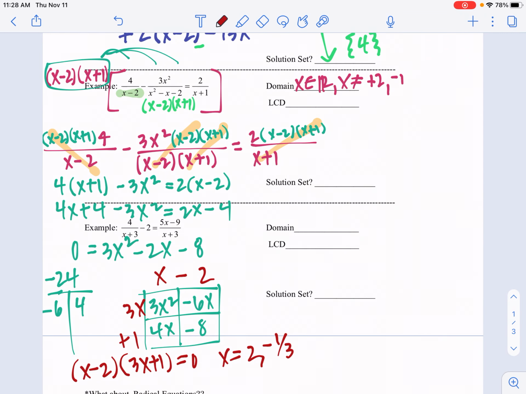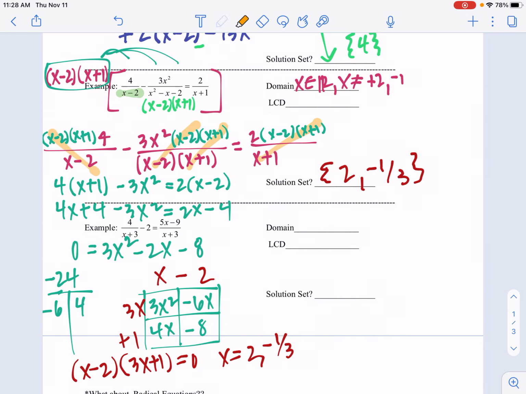Now, here's the problem. My solution set, 2 and negative 1/3. If you put this in your homework, it's not going to be right. The reason it's not going to be right is because we said earlier that x couldn't equal 2. But in our answer, we said it was equal to 2.